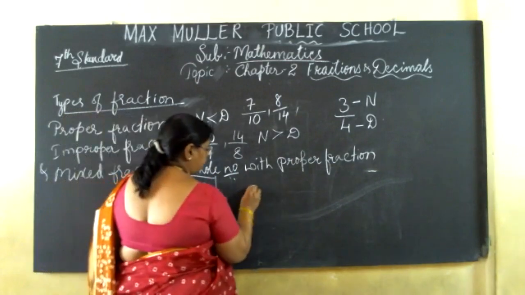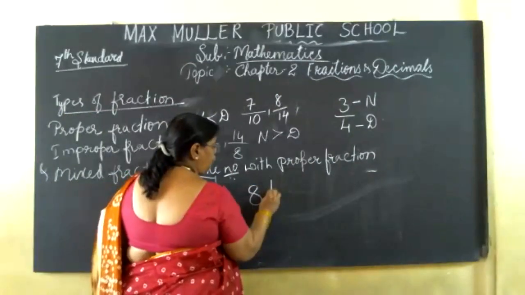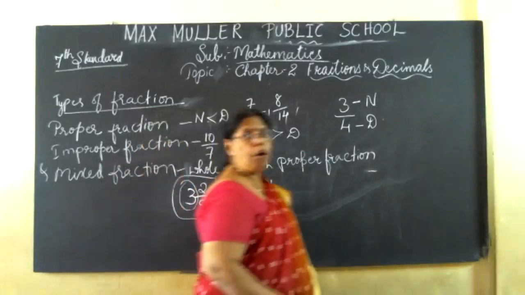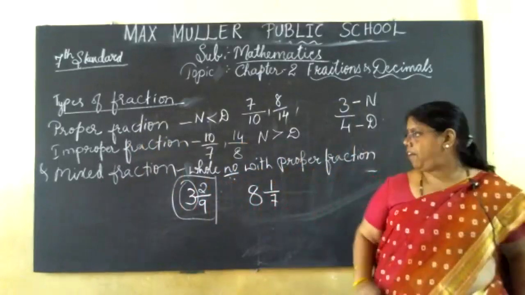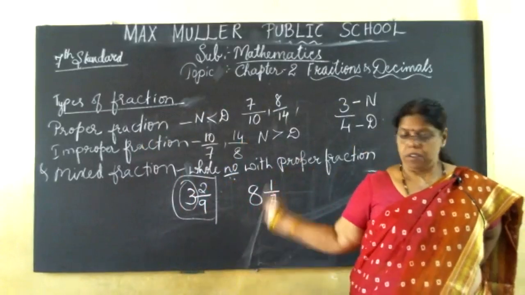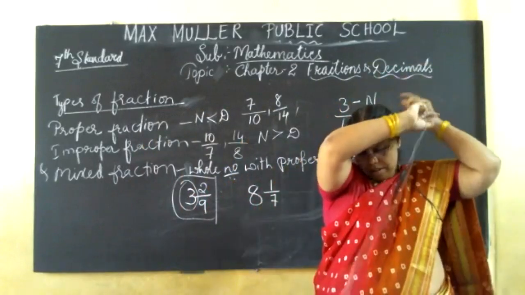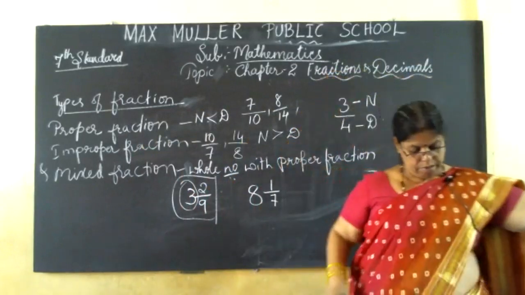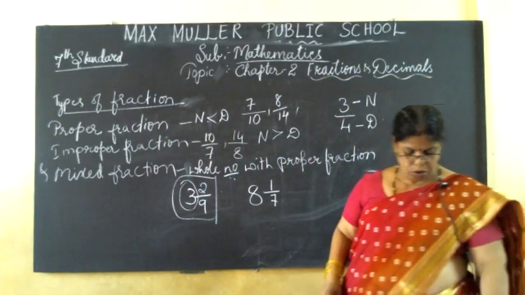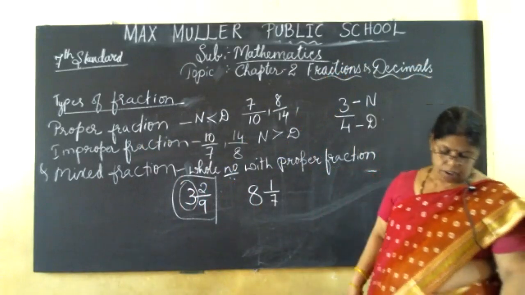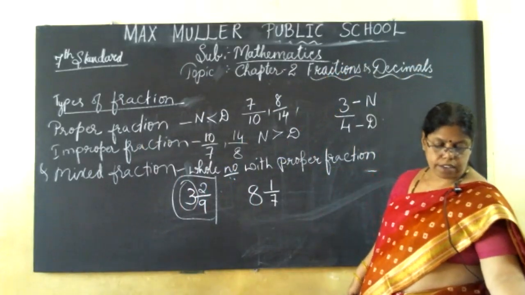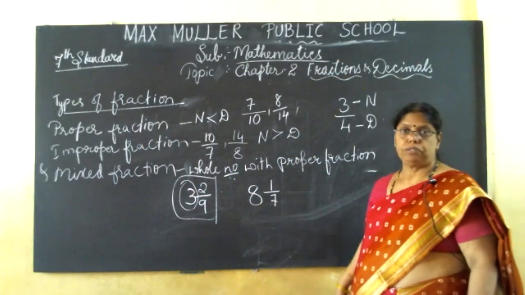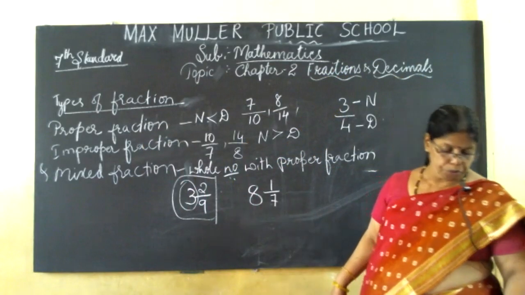Another example I'll give you: 8, 1 by 7. So, this is the mixed fraction. Did you understand, children? Got it now?